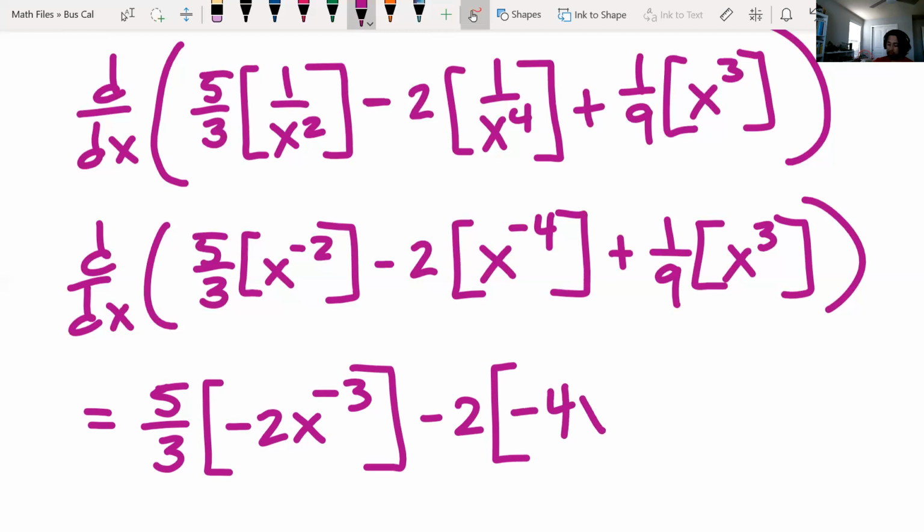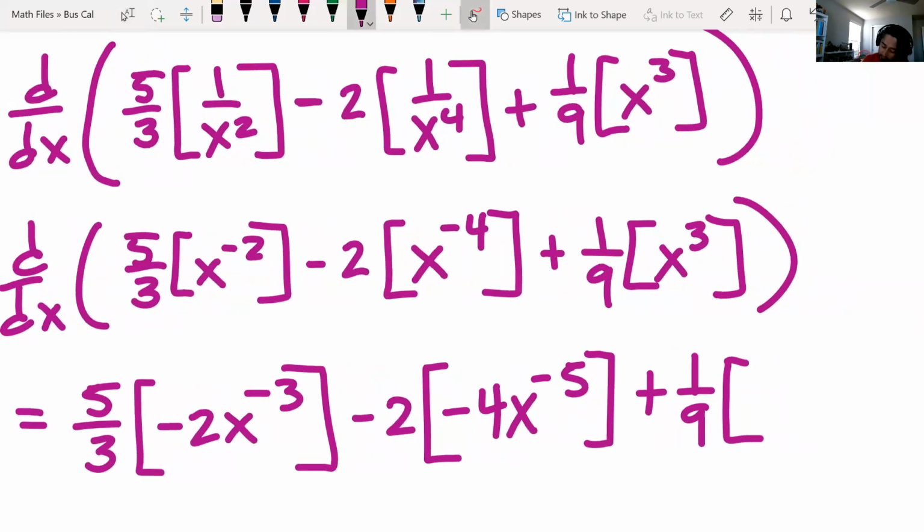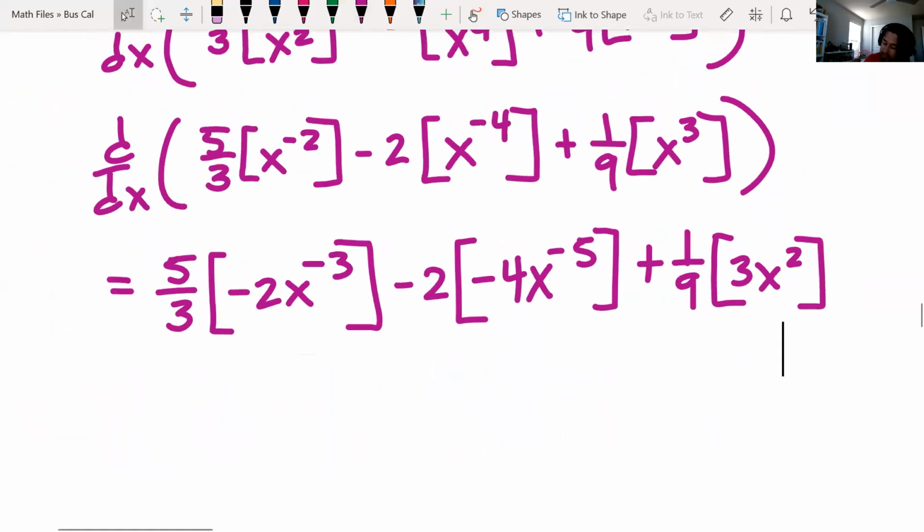Negative 4x to negative 5. There you go. Plus 1/9 times, and what is the derivative of x cubed? Well, 3x squared. There you go. Now the calculus is done. The derivative is done. The rest is cleanup.